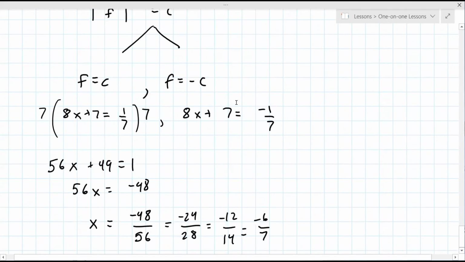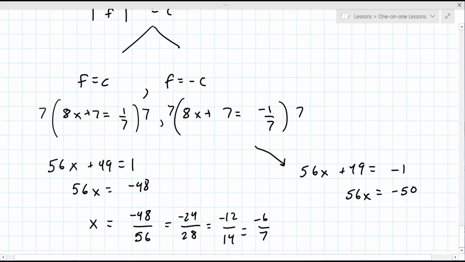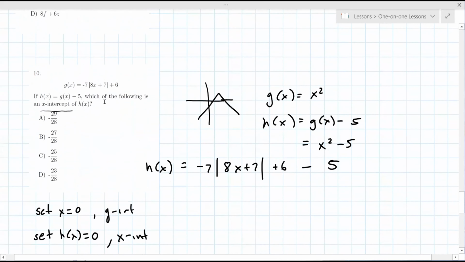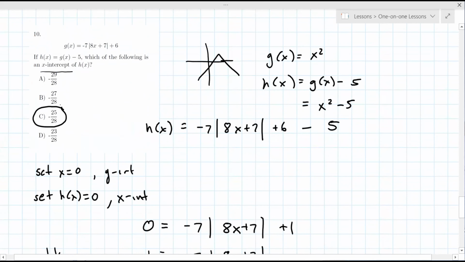So I'm going to recommend the same strategy, multiplying by 7. Now, you don't have to. You could subtract 7, but then you're going to deal with fractions. Totally okay, whatever you end up doing. 56x plus 49 equals negative 1. So now 56x equals negative 50. And x then equals negative, you'll see that answer is not there, but if you divide by 2, negative 25 over 28 is right there. No way to get that without doing the problem.